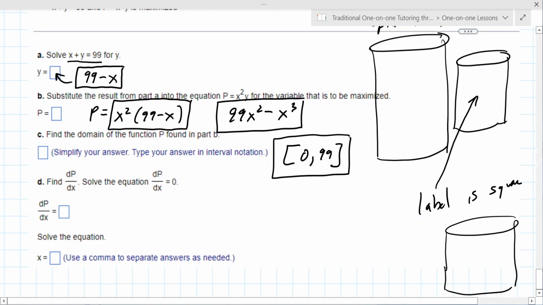Okay. Part D says to take the derivative of this thing, but it's actually better to use the expanded or distributed form. So it's power rule again. You're going to take the 2 times the 99, 198x minus 3x squared, and that is your derivative.